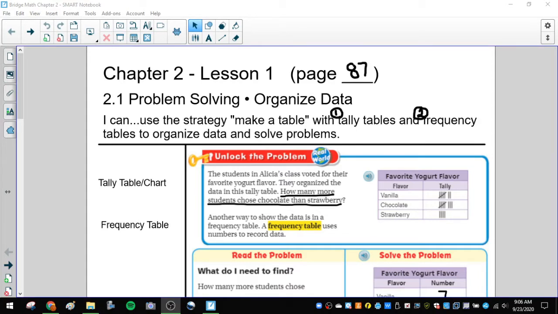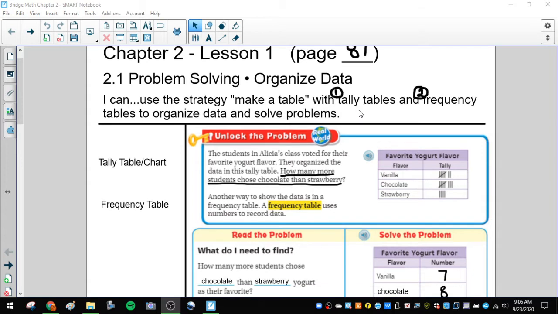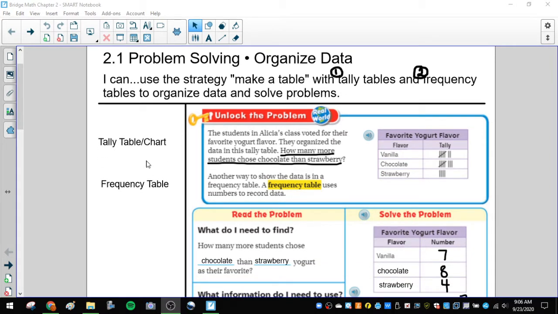Well, we're going to put our knowledge of collecting data and organizing data to the test. And now you are going to have the opportunity to organize your data. As a quick review, in Chapter 2, Lesson 1, we talked about two different types of ways to organize data. We had a tally or table chart and a frequency table.